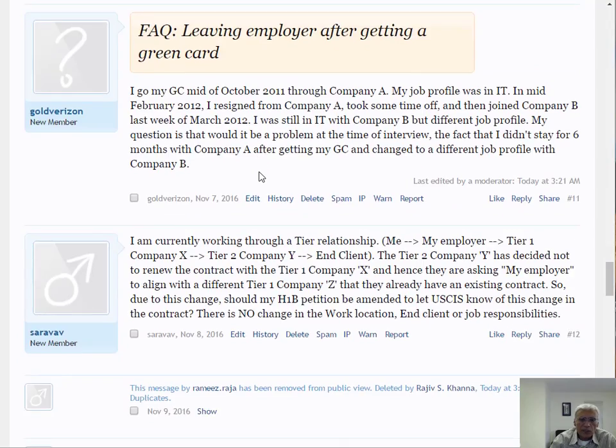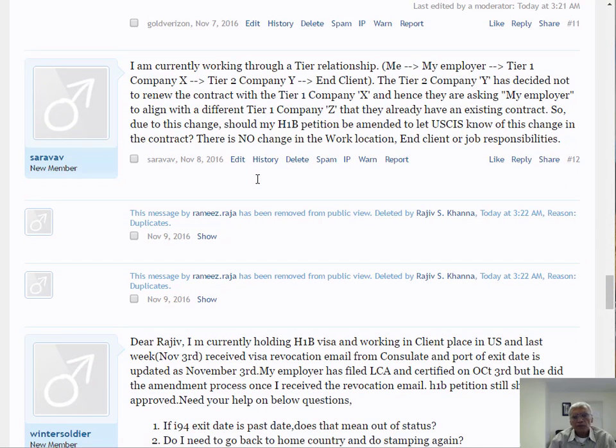Okay, next question is from Sarah. The question is, if I have a chain of entities between my employer and my end client on an H-1B, and one or two entities changed, vendor or sub-vendor or prime vendor, do I have to do an H-1B amendment?